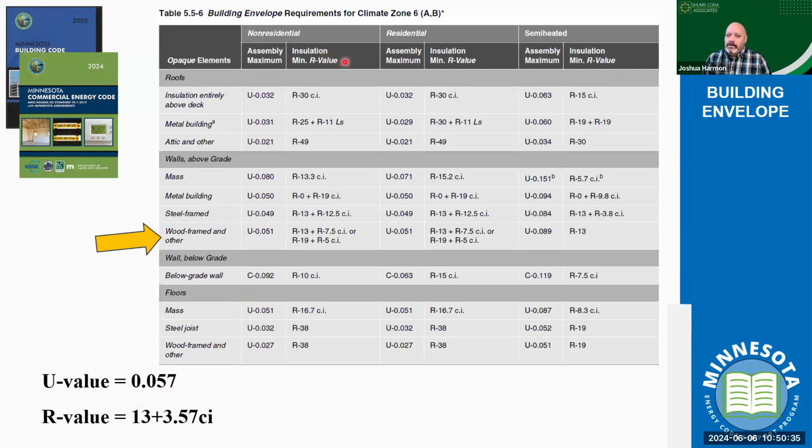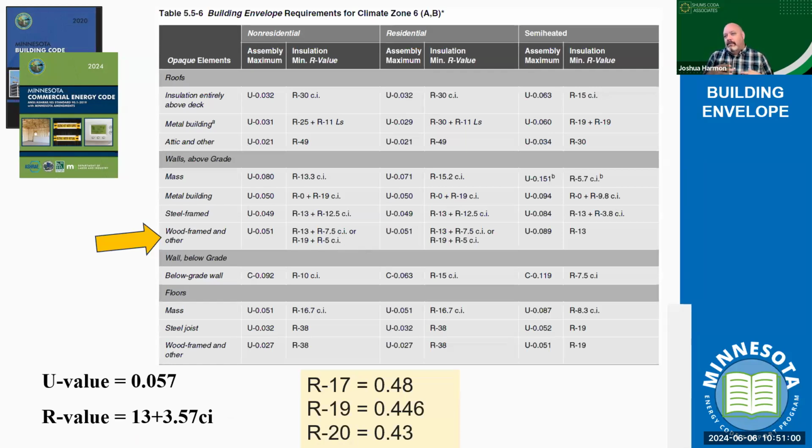And this is the minimum R value. So we need an R13 plus 7.5 continuous, and that was a wall that had R13 with 3.57. So again, it's not going to match. It's not going to work. And so we're going to have to find some alternatives. That's part of that design process: identifying what is the appropriate level of insulation in that building envelope, given my climate zone and given my material or my wall system or component type, right?